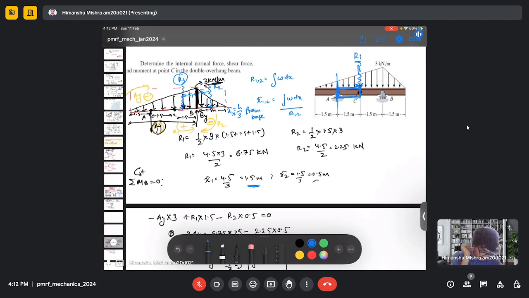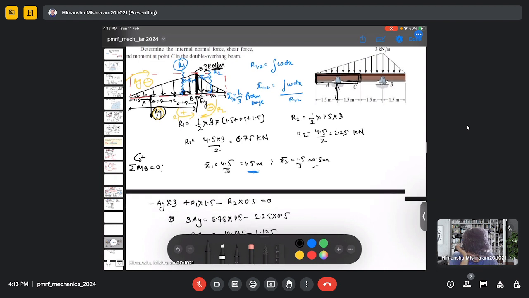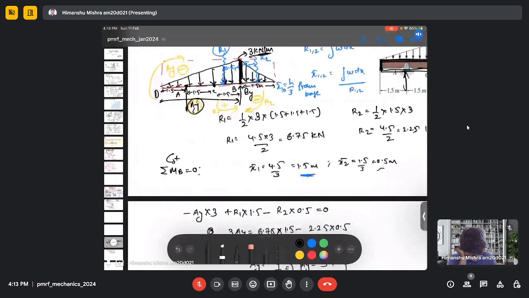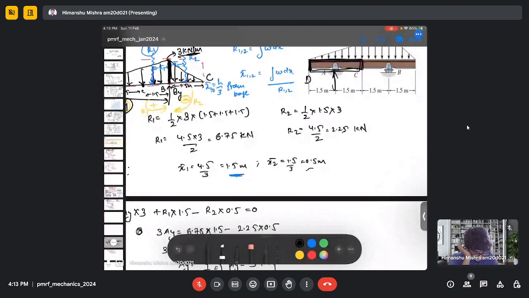So if we consider only part AC, then we will have some kind of a trapezoidal load here. So we need to split this load into one triangular and one square load. So just to make it a little simple, let's consider this whole portion of this beam. So let's say my extreme left is D and the extreme right is C. So we are considering DC part of this beam.